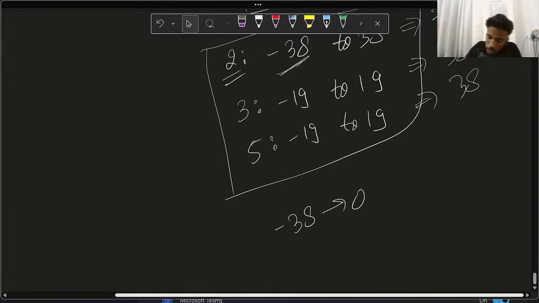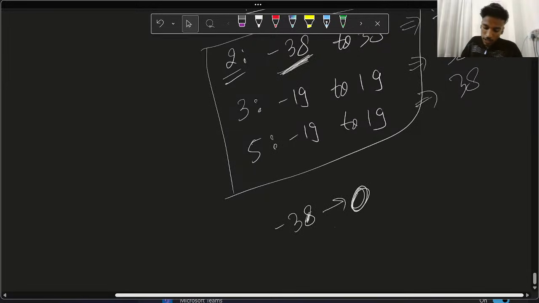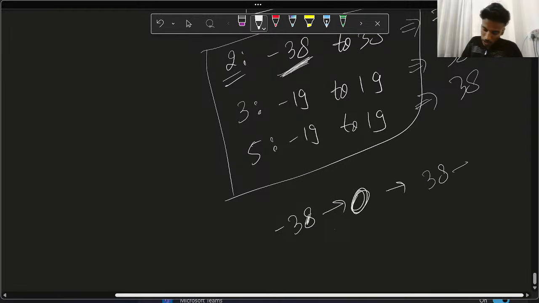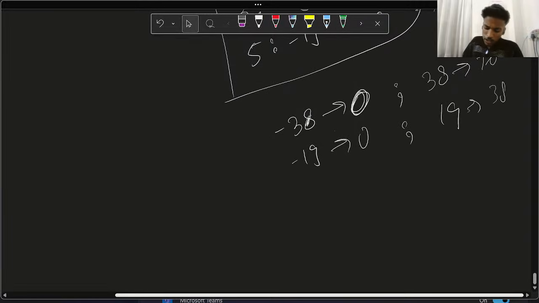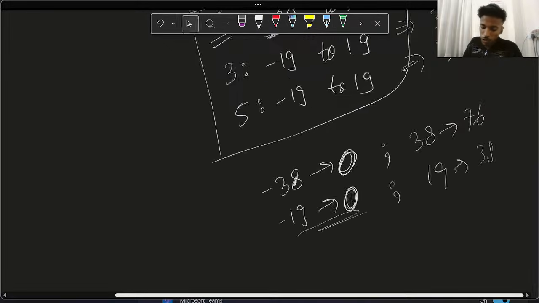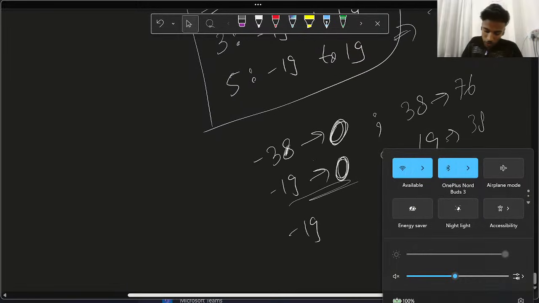I hope you know this offset thing. We map everything by adding 38, so everything is increased by 38. Minus 38 becomes 0 and 38 becomes 76. Similarly, minus 19 should correspond to 0 and 19 should correspond to 38. It can be any value, but it should be greater than or equal to 0 because we want to put it in the index array. This is for 2, this is for 3, and this is for 5.